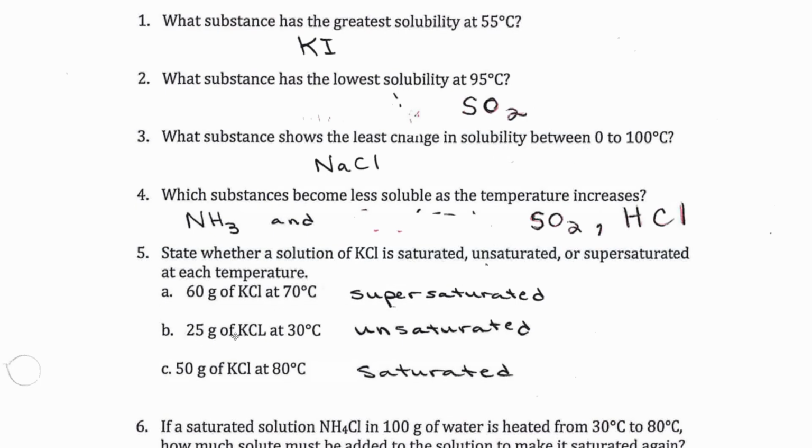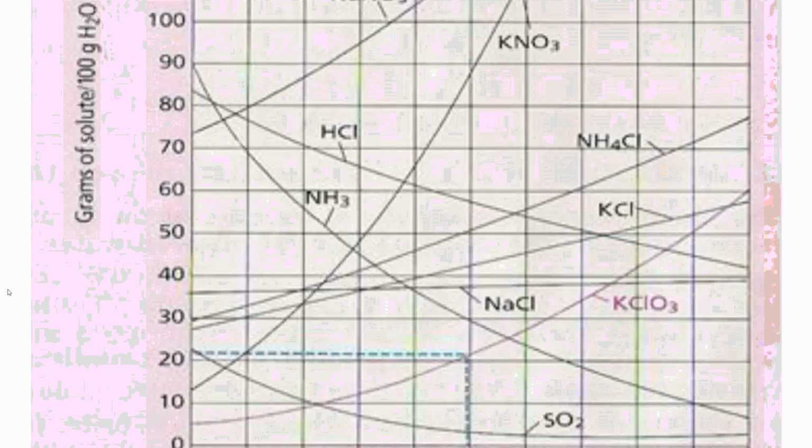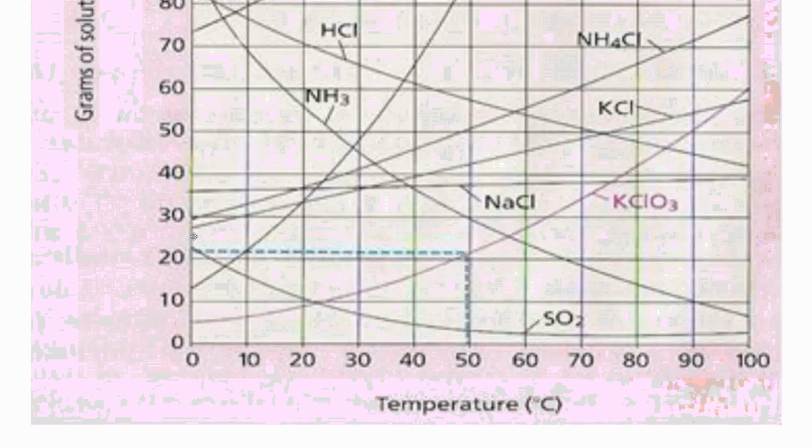Okay, the next point I'm going to look for is 25 grams at 30 degrees Celsius. So let's find that point. 25 grams would be here, and the temperature is 30 degrees Celsius, so that's right here. Okay, so I have this point here. Here's my curve. So I'm below the curve.